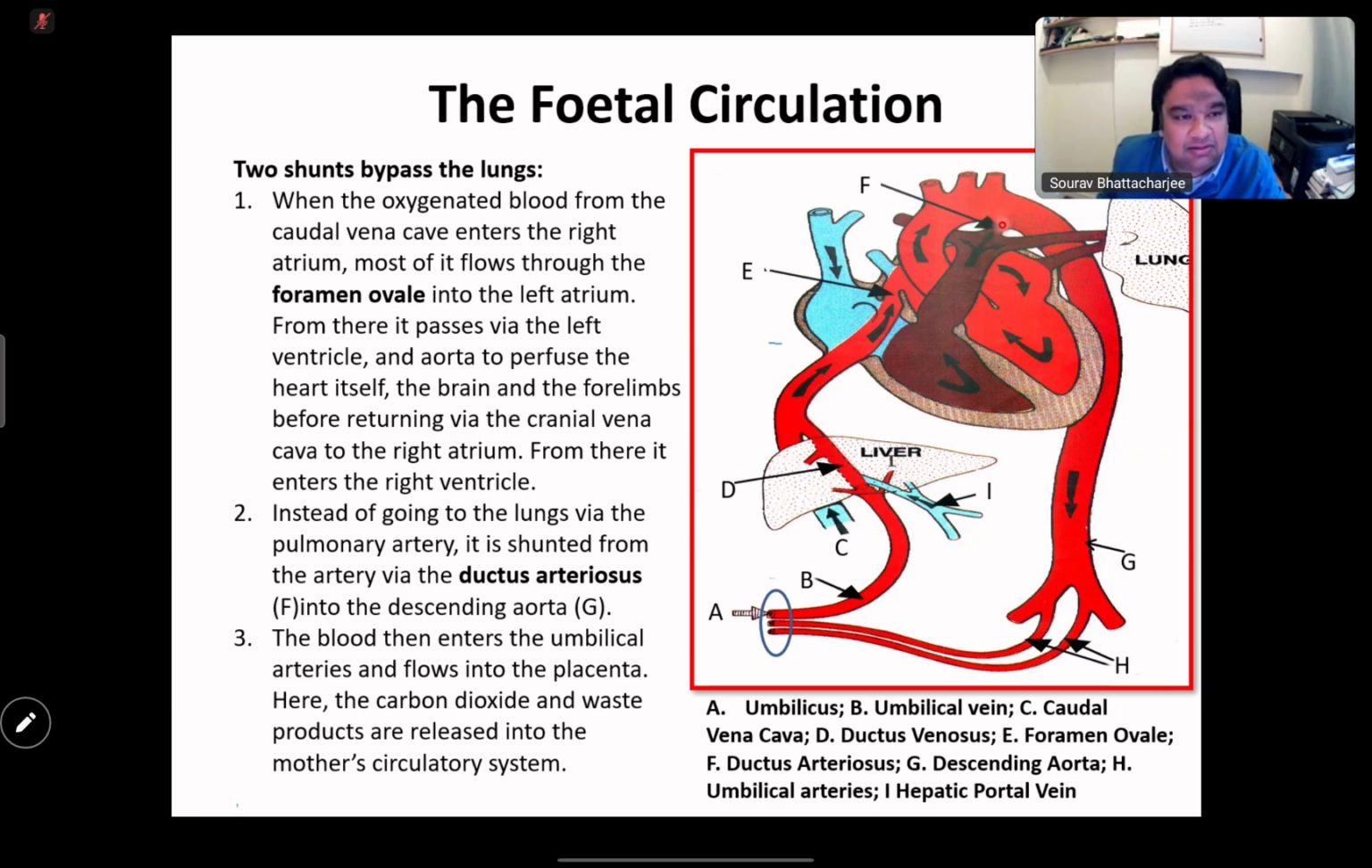And there are a lot of molecular mechanisms now identified, but the prostaglandins and prostacyclins, this kind of molecules take part in it.